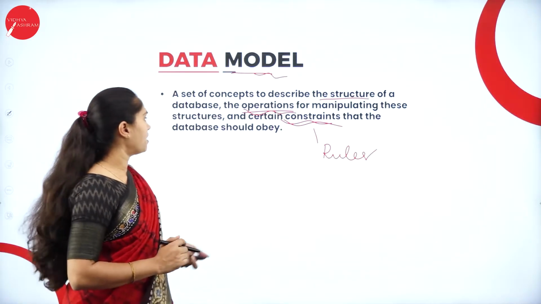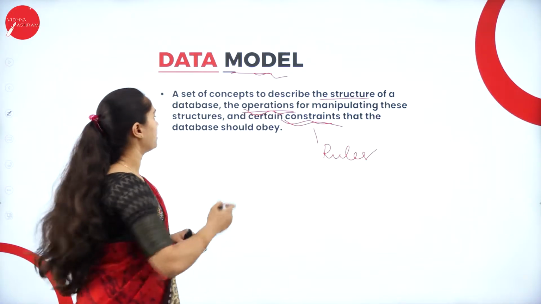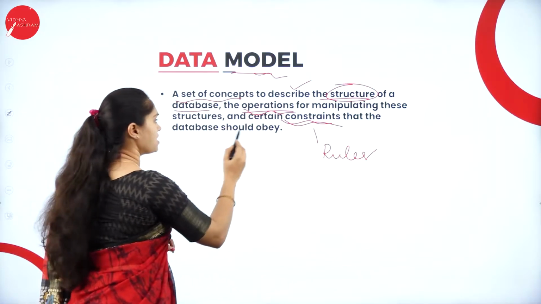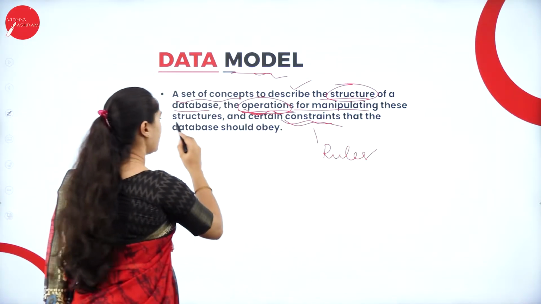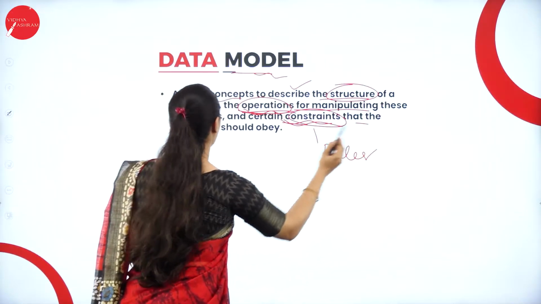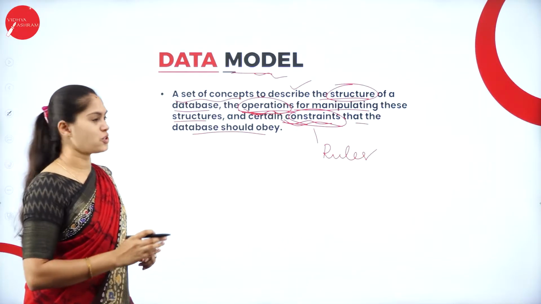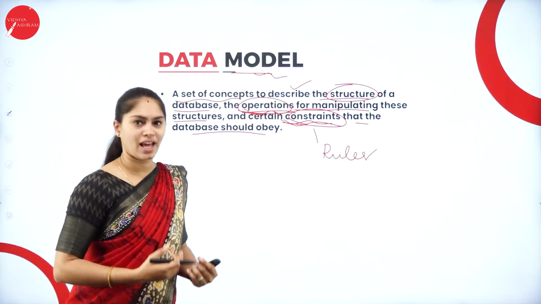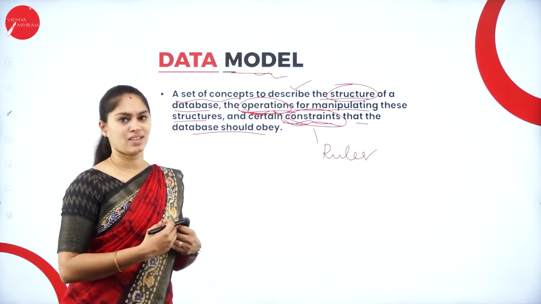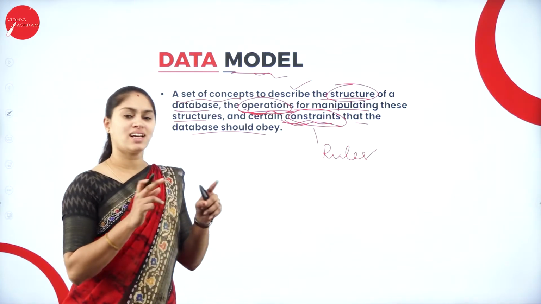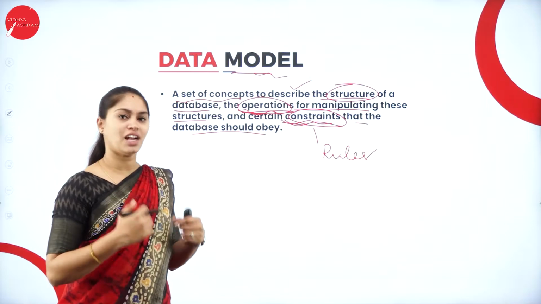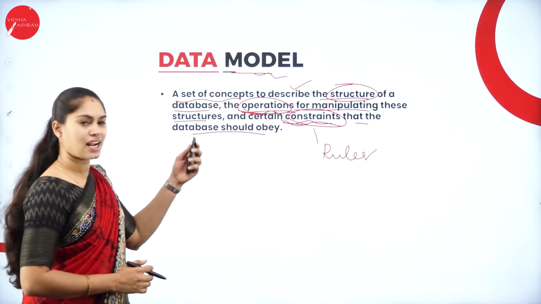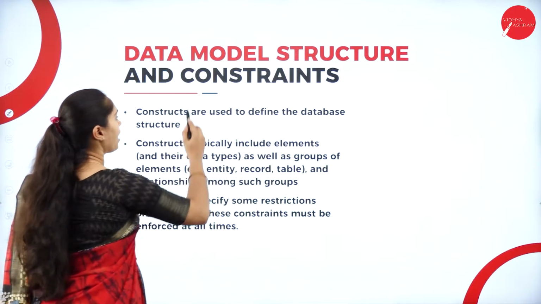So a data model, or a data model concept, is a set of concepts that describes the structure of a database, the operations for manipulating these structures, and certain constraints that the database should obey. It has to describe how the structure must be, it has to tell us what operations I can perform on that structure, and also what constraints, or rules and regulations, need to be followed by the database.